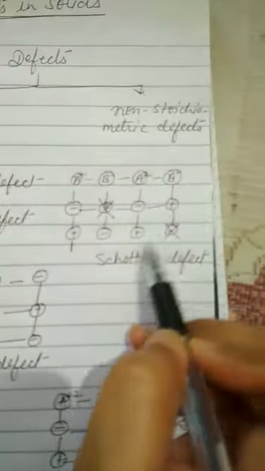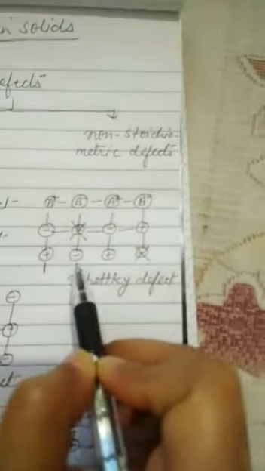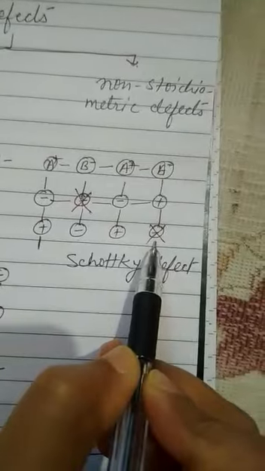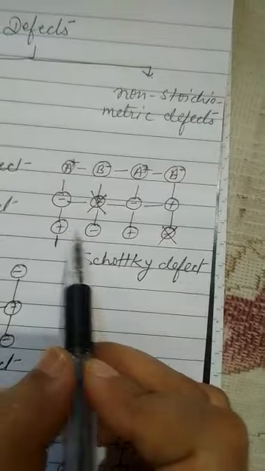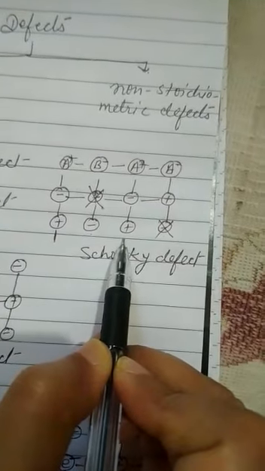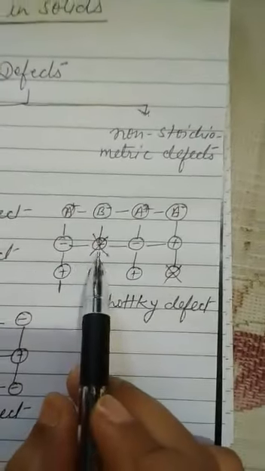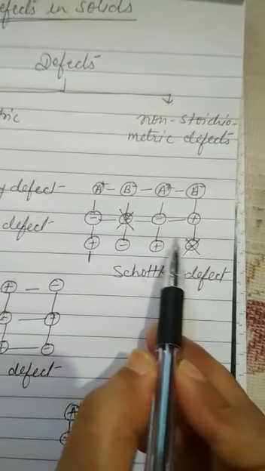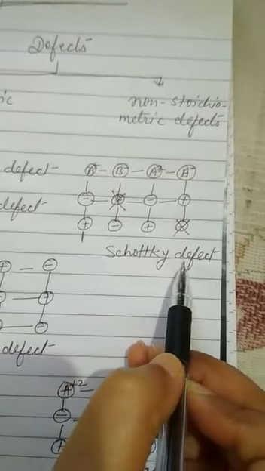You can see the diagram of Schottky defect. You can understand Schottky defect by this diagram. When one positive ion and one negative ion from any site in the crystal lattice are missing from their respective sites, then it creates a pair of holes and vacancies. Such paired cation and anion vacancies in an ionic crystal is termed as Schottky defect.